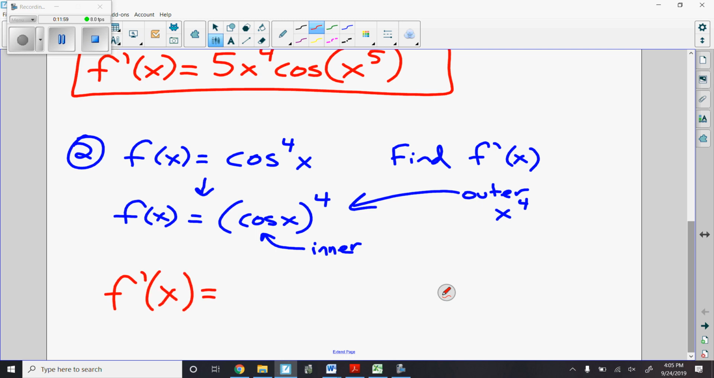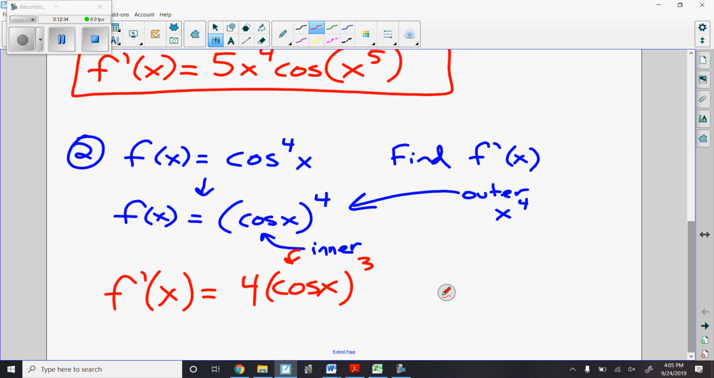And I'm going to say the derivative of the outside, right, is 4x cubed. But I don't want it to be with respect to x. I want it to be with respect to the inside. Remember how I said the inside stays the same? So this inner function just needs to stay the same, just like that. So cosine to the fourth power, its derivative is going to start off as 4 cosine cubed.